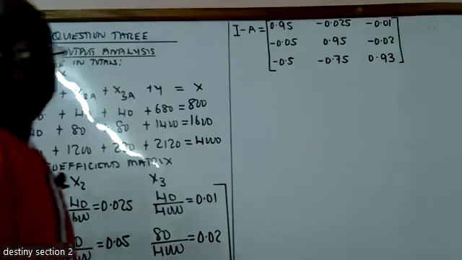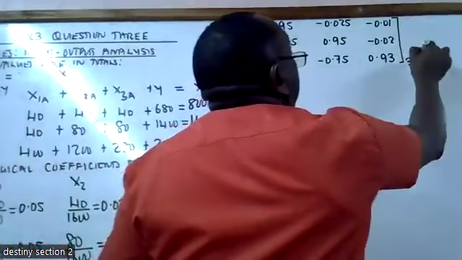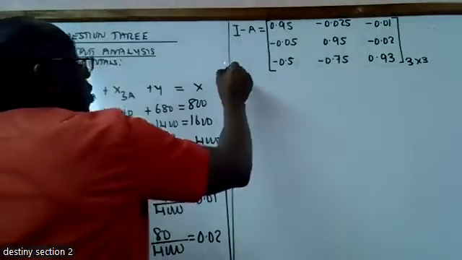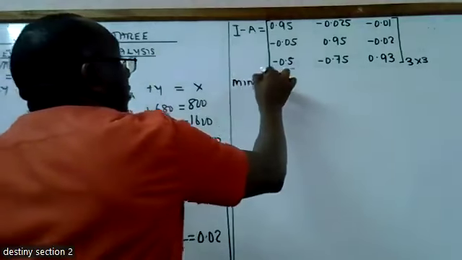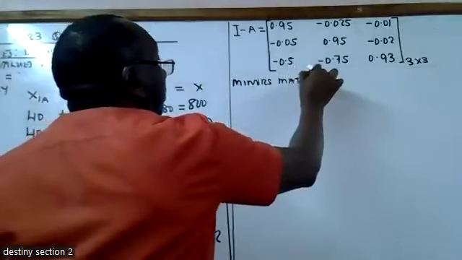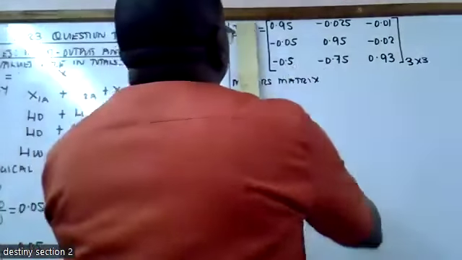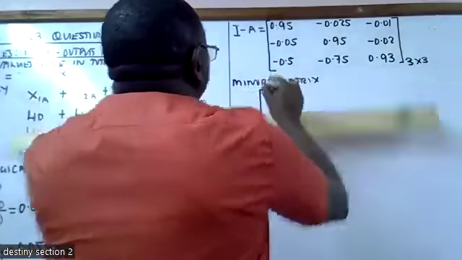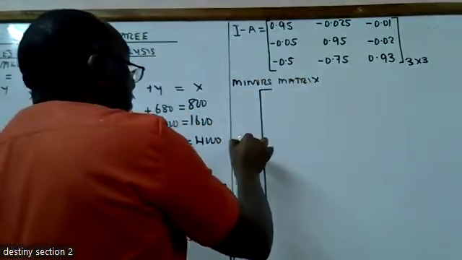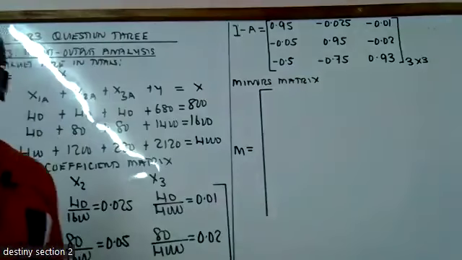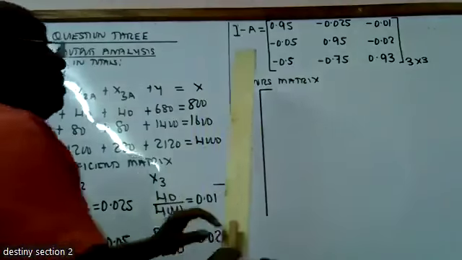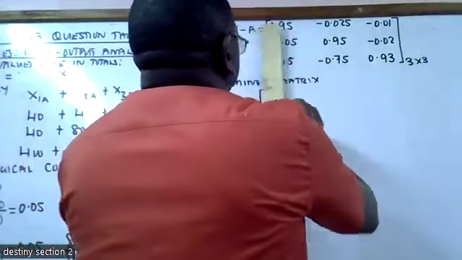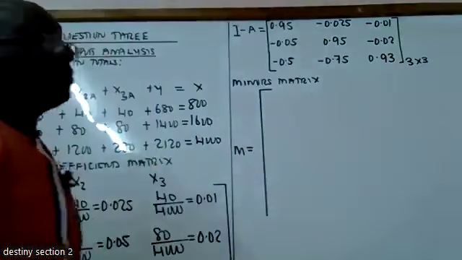Now the next thing, this being a 3 by 3 matrix, we are going to create what we call the minus matrix. Now the minus matrix M, I believe you remember how we were going about it. I want to believe that you remember.